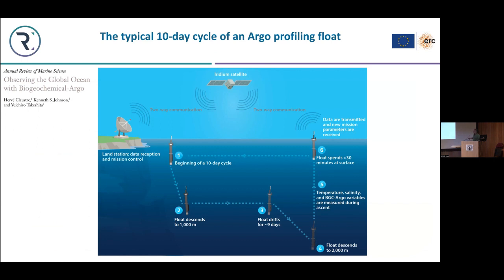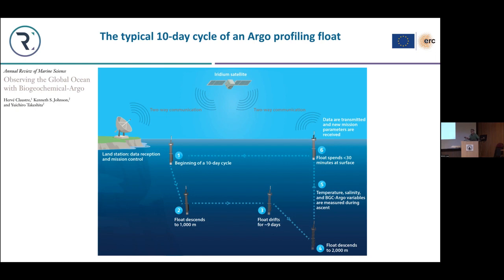So, an Argo profiling float is a robot that is driven by change in buoyancy. At the beginning of the 10-day cycle is descent to 1,000 meters, then drift for 9 days, and then back to 2,000 meters, and then take the measurements, temperature and salinity, and a variety of biogeochemical measurements during the ascent. When you come back at the surface, it transmits the data to the satellite.